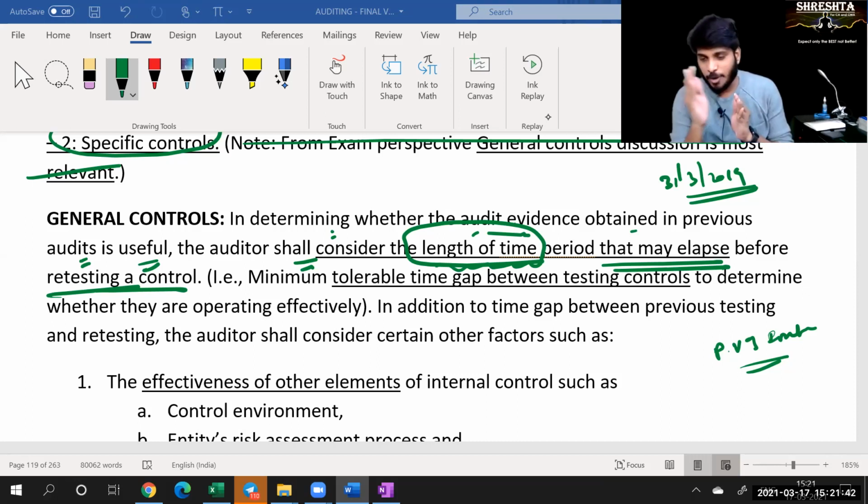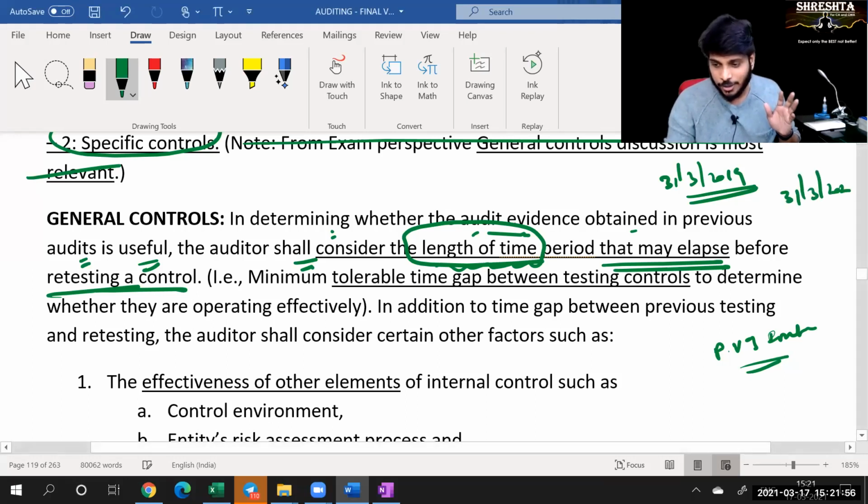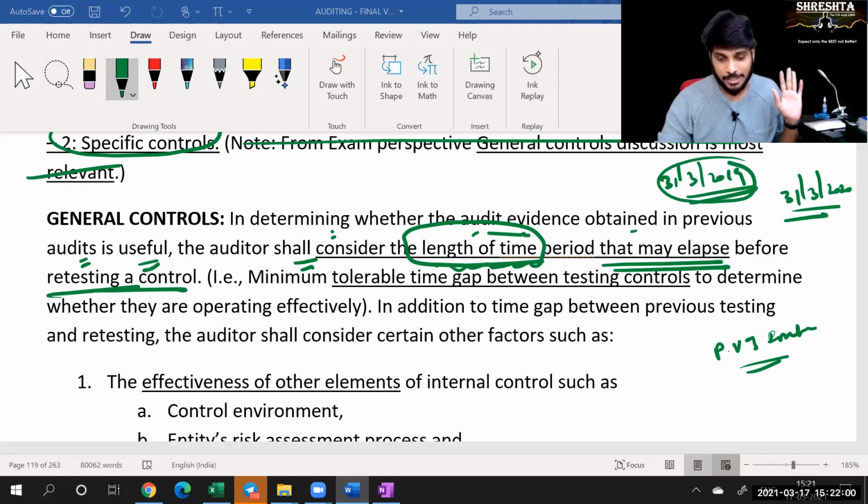Guess what is the next possible date? I'm asking you to guess the maximum date, not the minimum date. Maximum, when you should check. Exactly. Ravi Kumar said correctly: 31st March 2020. Exactly. 31st March. Rajeshwari is also correct.